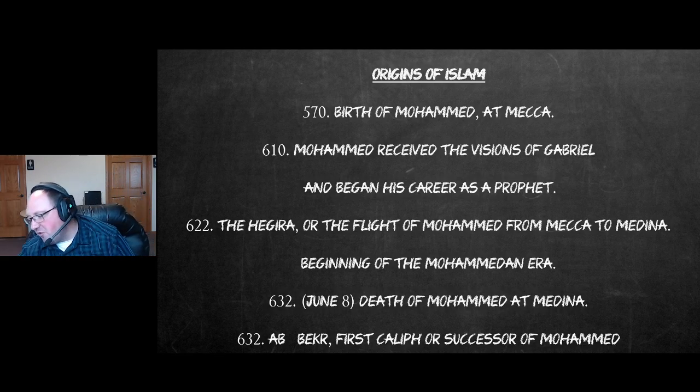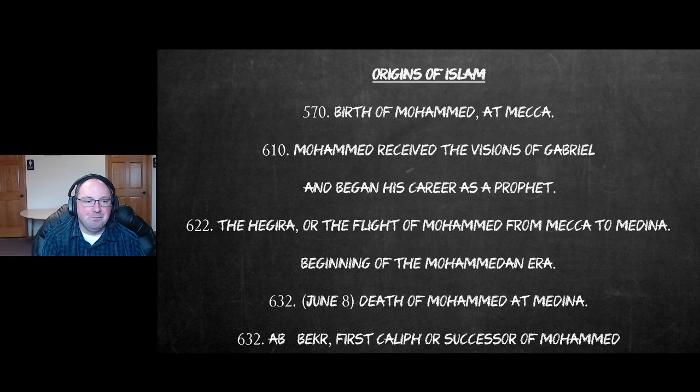He receives these visions from Gabriel, which begin his dictating of the Quran to those around him. The Hijra, or the flight of Muhammad from Mecca to Medina, is the beginning of what's called the Muhammadan era, when he takes over his dad's position as high priest in Mecca and goes to Medina and starts to rally the troops to create his army that then marches and conquers basically country after country after country in the Middle East, heading northwards towards Constantinople. In 632, Muhammad dies.